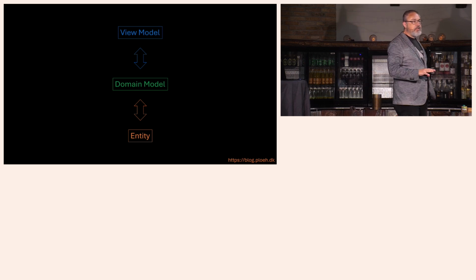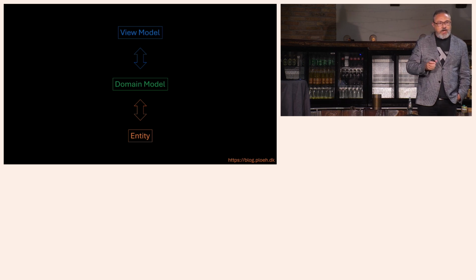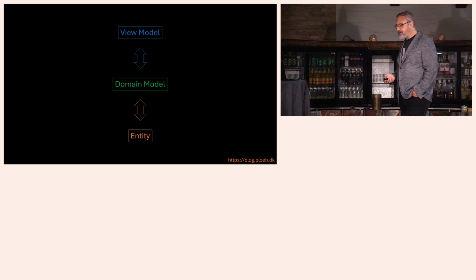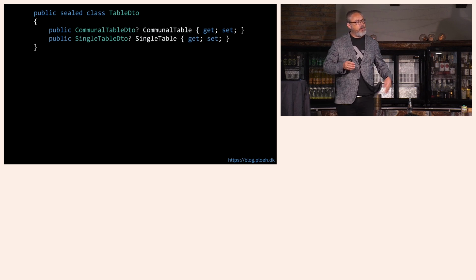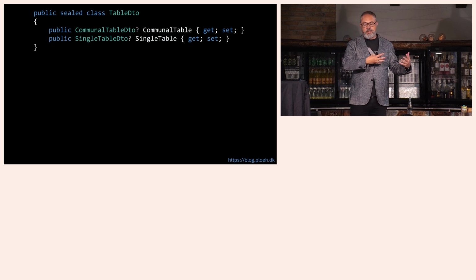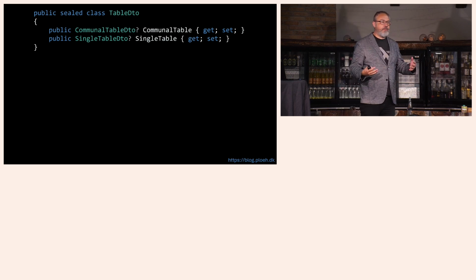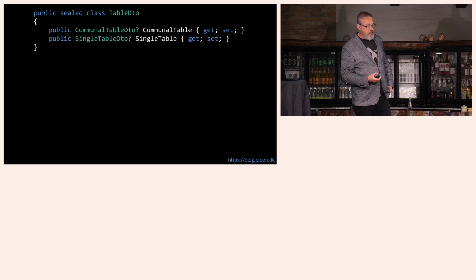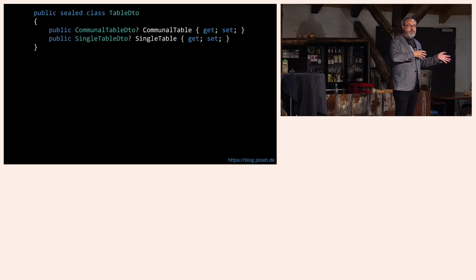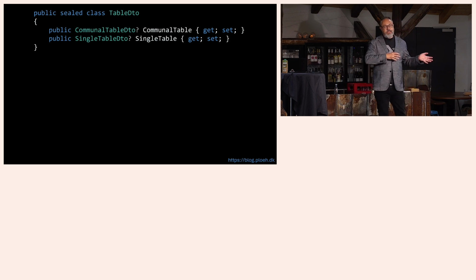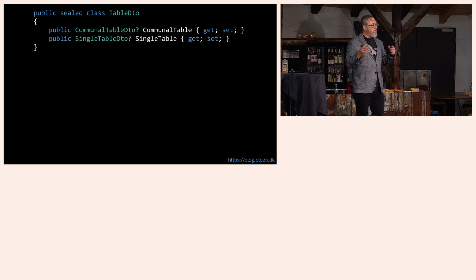So we can start with the JSON. If you remember what the JSON looks like, how do we model that in this kind of architecture? The idiomatic way of doing that in .NET is by having an object that mirrors the shape of what the JSON document looks like. Usually I call these objects data transfer objects, or just DTO, so that's why it's called table DTO. In this case, I've said a table DTO has a communal table property and a single table property, and each of them then has a type.